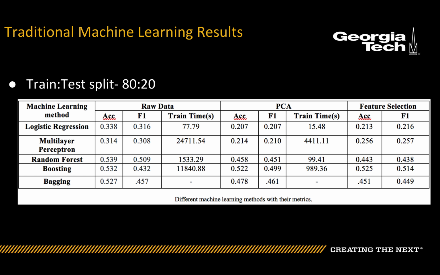After PCA, the training time went down significantly while the accuracies fell. But in the case of boosting, accuracy fell just by 1% while the training time went down by 11,000 seconds. So in time-critical situations, using boosting may be better, but otherwise random forest would be the best out of the traditional machine learning models.